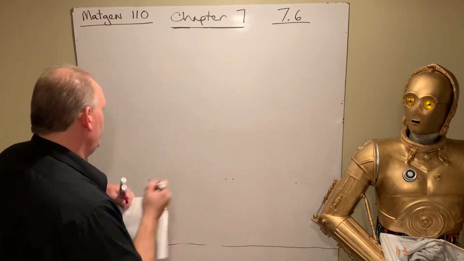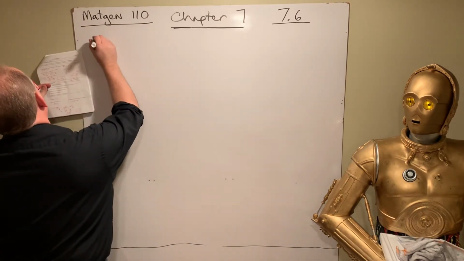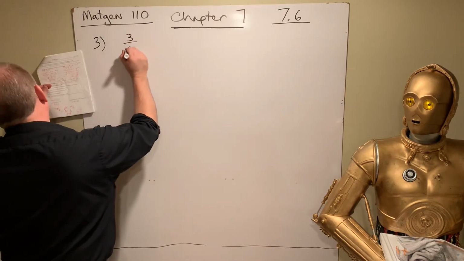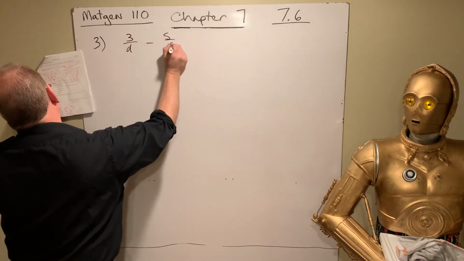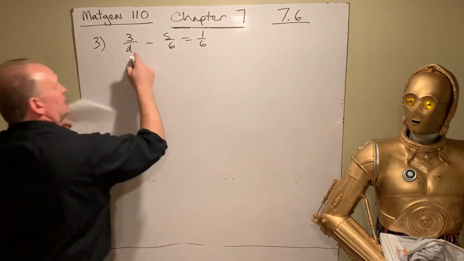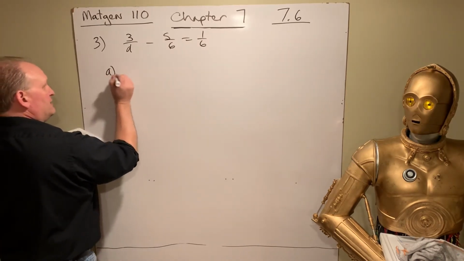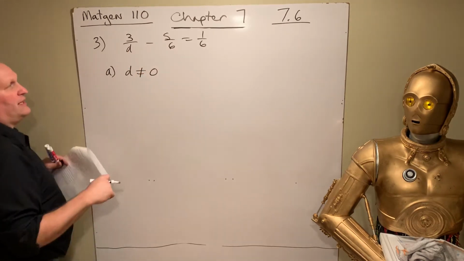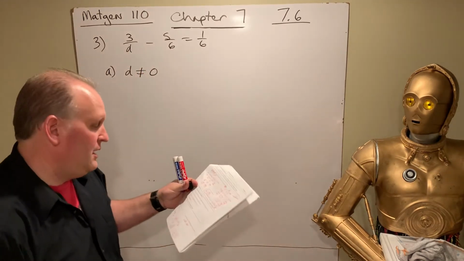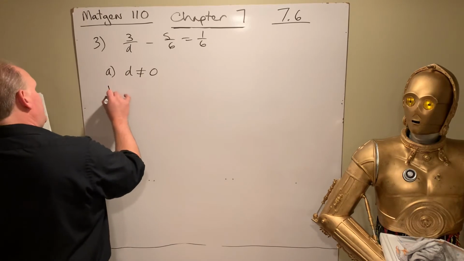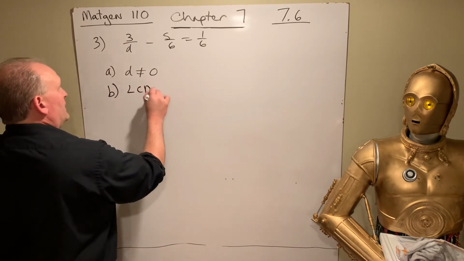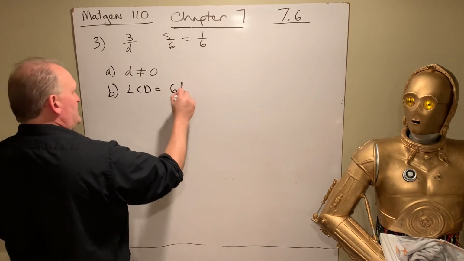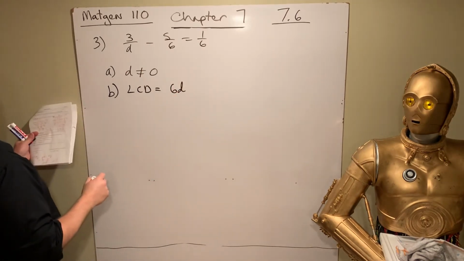So number 3, we have identified the restricted value. So here is 3 over d minus 5 over 6 equals 1 over 6. So restricted values, d cannot equal 0. If I put 0 in, I'd get 0 on the bottom, and that's not cool. Part B, find the LCD. Well, between 6 and d, that's just 6d, and then solve it.